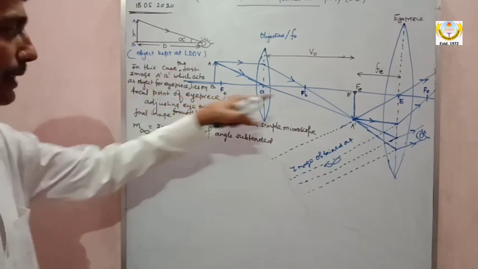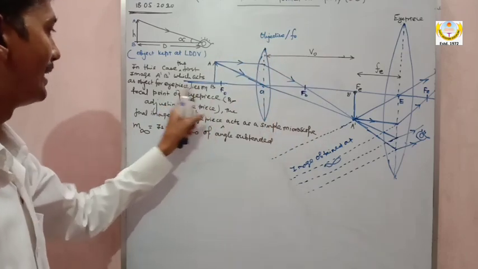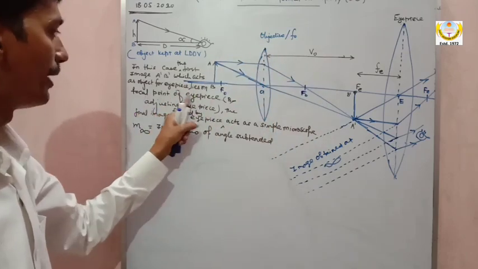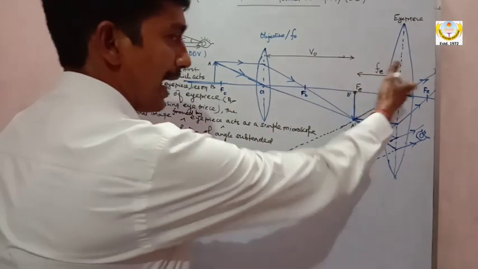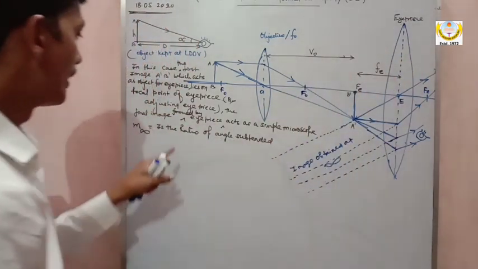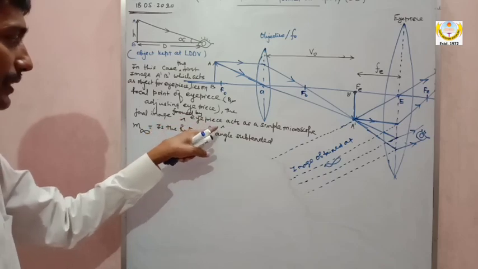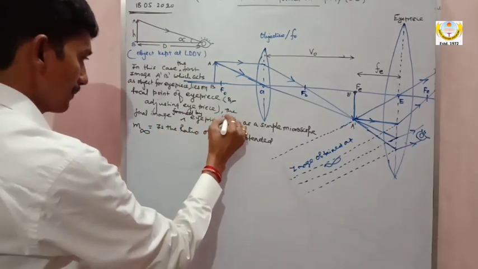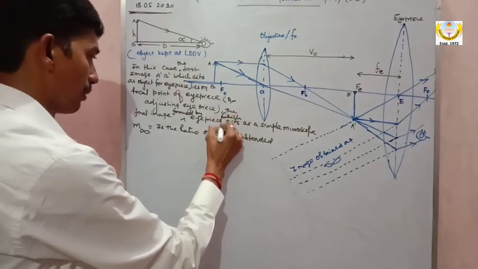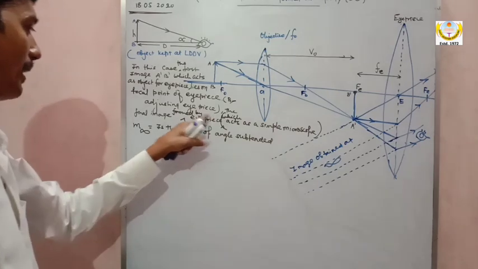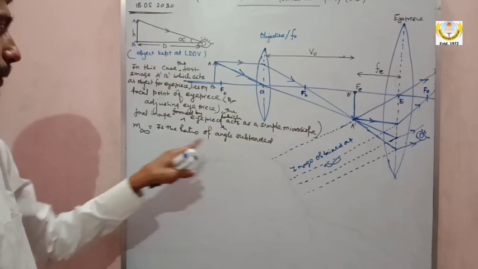In this case, the first image A dash B dash which acts as the object for eyepiece lies on the focal point of eyepiece. How did I do this work? By adjusting the eyepiece, we make this image lie on its focal point. And the final image formed by eyepiece, which acts as a simple microscope. So I write this in bracket: the final image is formed by eyepiece. Am I clear? And eyepiece acts as a simple microscope.